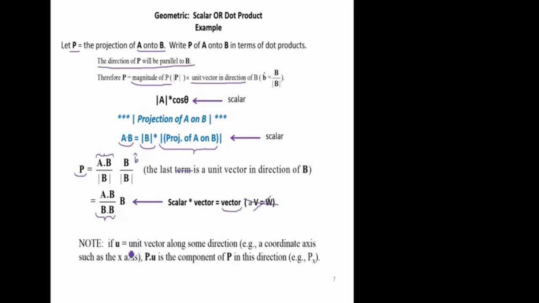If U is a unit vector along some direction, say a coordinate axis, though it doesn't have to be, and so if we have a coordinate axis, let's take the x-axis, then P dot U is the component of P in the direction of the U vector. So this is in the direction of the unit vector U. And so for a coordinate axis like the x-axis, this would be P sub x. One question that you can very simply work out: suppose you have the unit vectors in the Cartesian coordinate system, so you have i, j, and k.